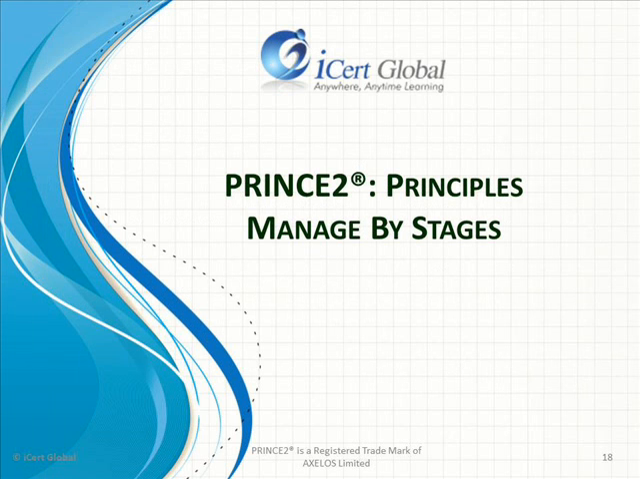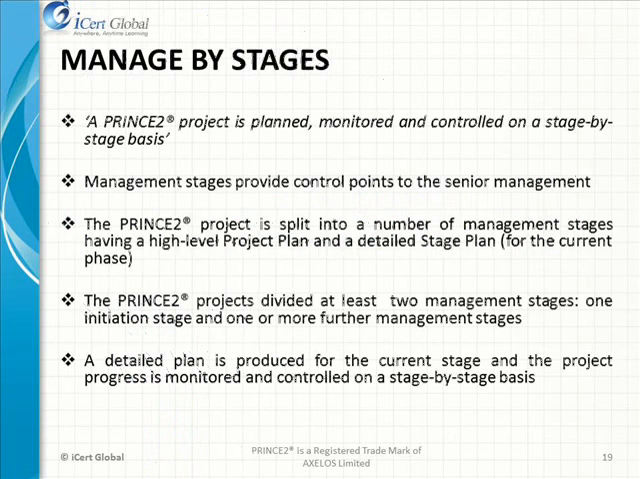PRINCE2 Principles. Manage by stages. The project is planned and controlled on a stage-by-stage basis. This includes updating the business case, risks, overall plan, and detailed next stage plan after each stage in the light of new evidence. A PRINCE2 project is planned, monitored and controlled on a stage-by-stage basis. These stages are referred to as management stages, as they are separated by decision points, also known as control points, by the project board.